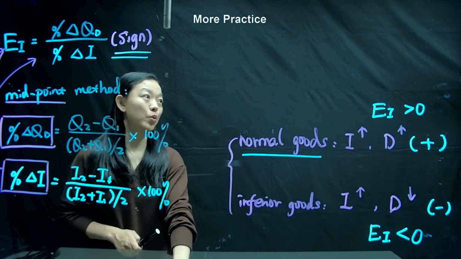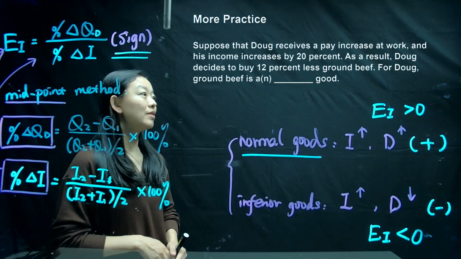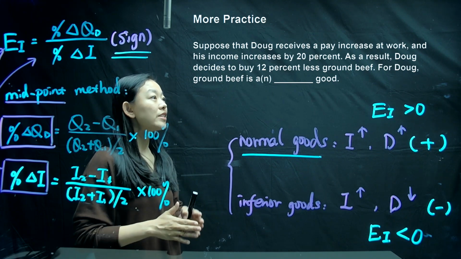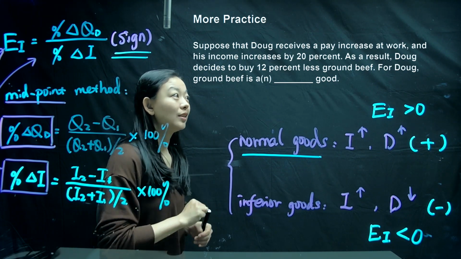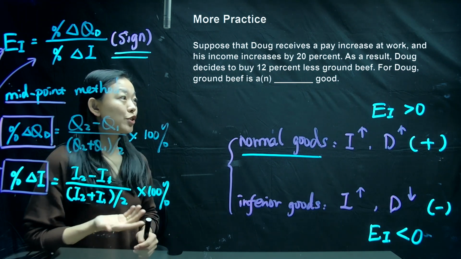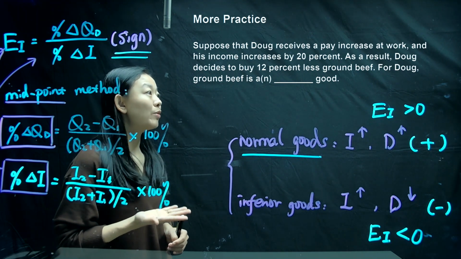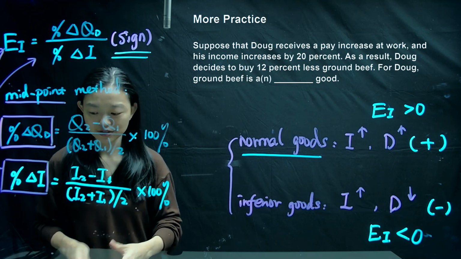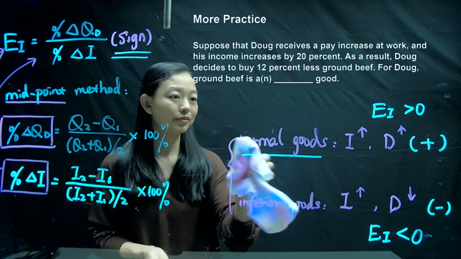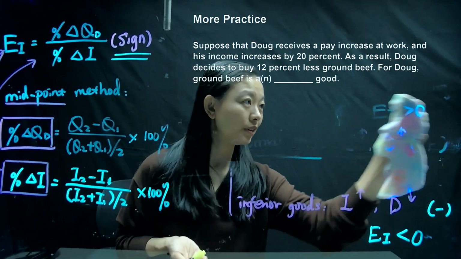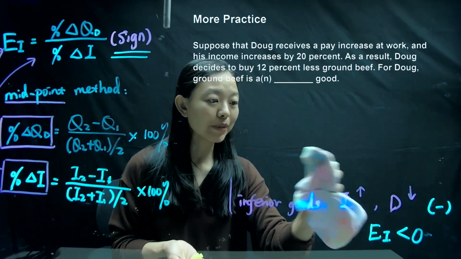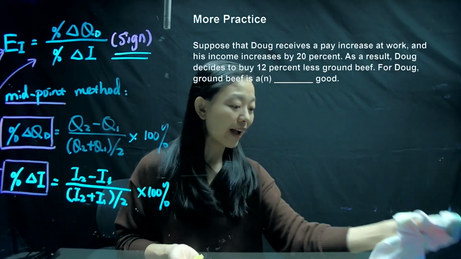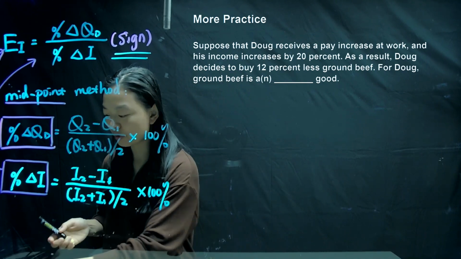Now let's look at one practice question. Suppose that this person receives a pay increase at work and his income increases by 20%. As a result, he decides to buy 12% less ground beef. So is ground beef a normal good or an inferior good? Now look at this question. What you can do: income increased by 20%, however, he buys less ground beef.